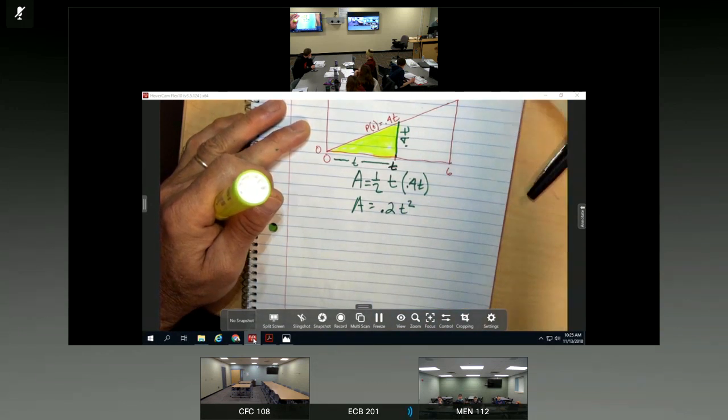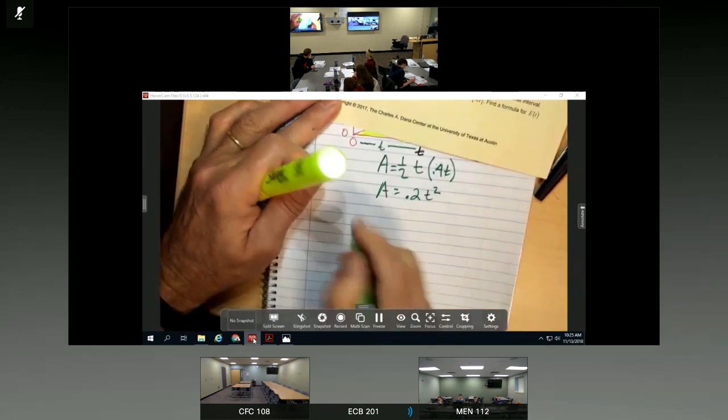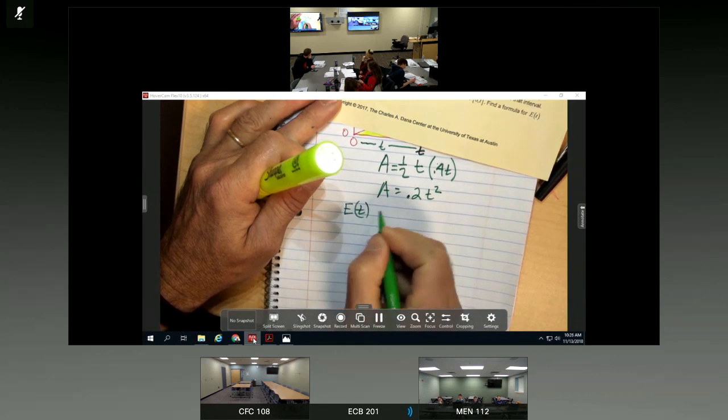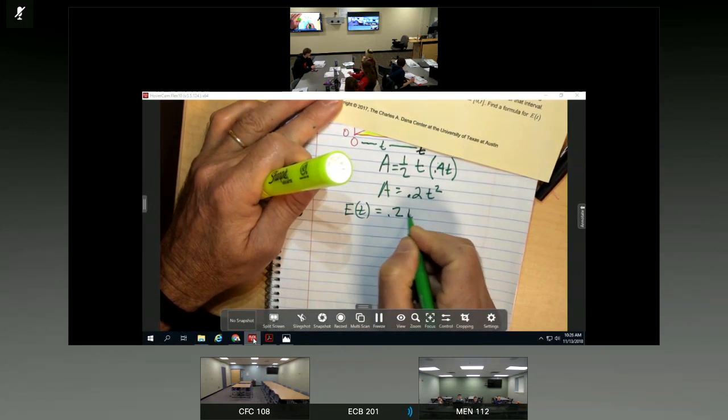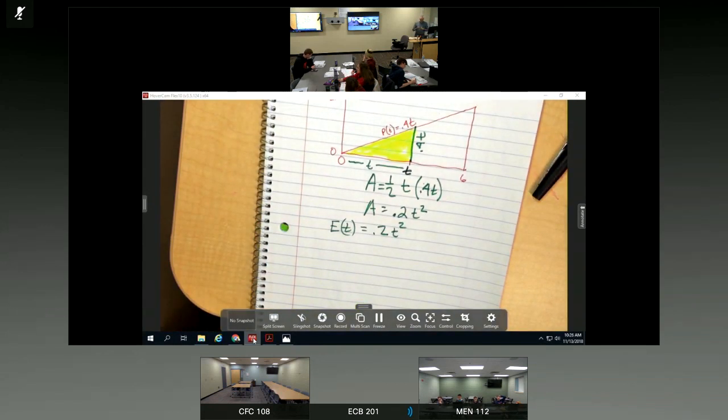Very good. So, what they're saying is the amount of energy, which is the area, as a function of time is 0.2 T squared. So if the amount of power that we're using increases by 0.4 per hour, the amount of energy that we're using increases by 0.2 T squared. Next one.